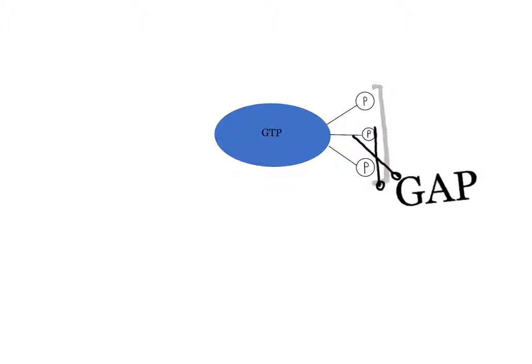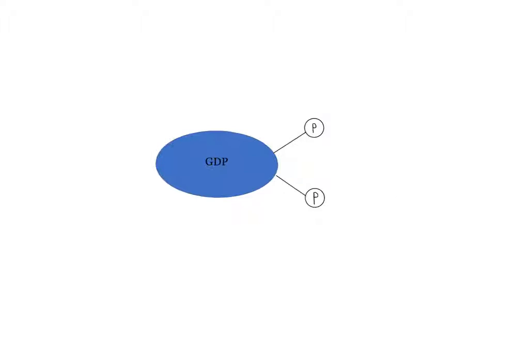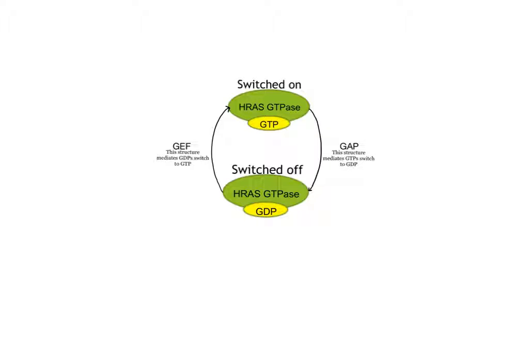goes and snips one of these phosphates away, it results in another structure, and the new structure's name is called GDP. As you can see, it's the exact same as GTP, except one of the tails is missing due to the GAP snipping function. Now that we have understood how GTP and GDP relate with each other, we can relate both of them to HRAS's function.